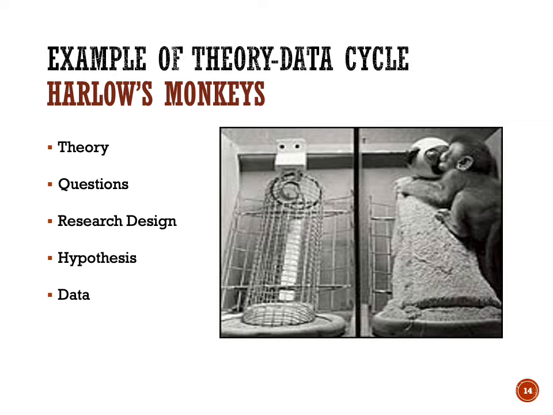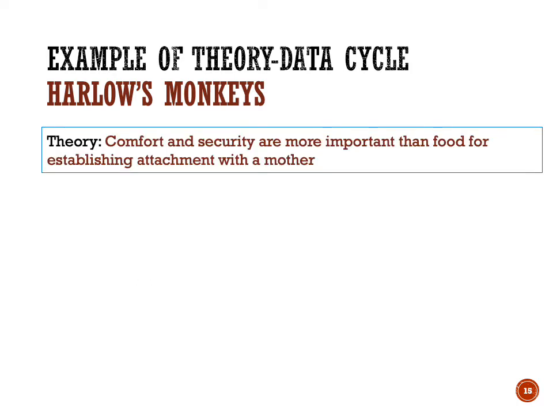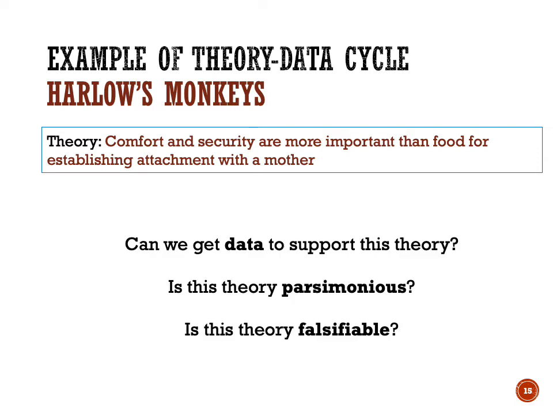Now we're going to go through the process of the theory data cycle. The theory here is that when it comes to infants establishing attachment with the mother, comfort and security are more important than food. That's the big idea that Harlow had, right? So let's evaluate this theory according to our three criteria. Can we get data to support this theory? The answer to that is yes. Is the theory parsimonious? Yes, it's pretty simple and straightforward. And is this theory falsifiable? Yes, we can collect data comparing the significance of comfort and security versus food, right?